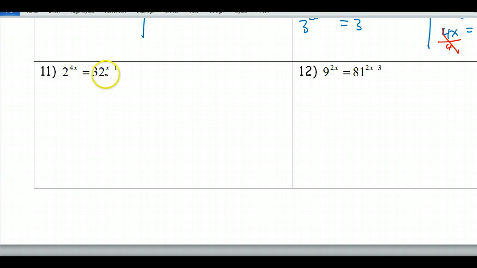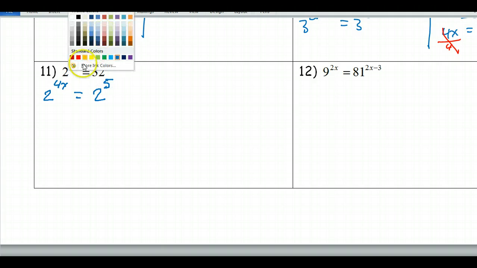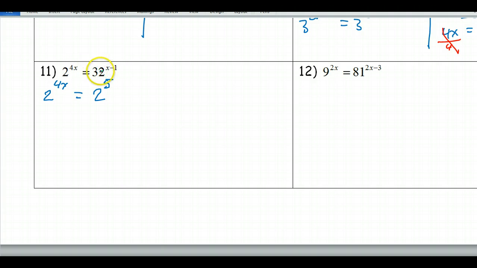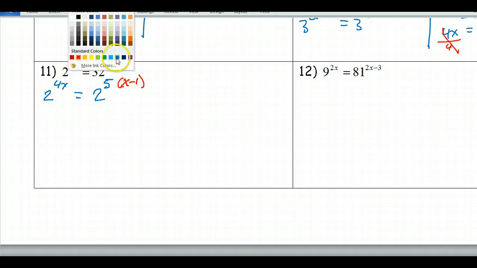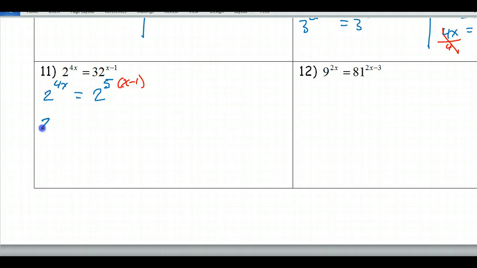So, base 2. Maybe you remember that 32 is 2 to the 5th power. So this will be 2 to the 4x. 32 is 2 to the 5th power. So that's going to be x minus 1. So that's going to give me 2 to the 4x equals 2 to the 5x minus 5.